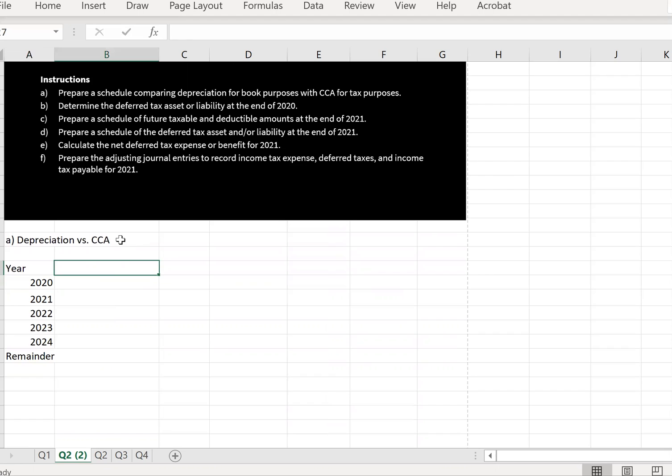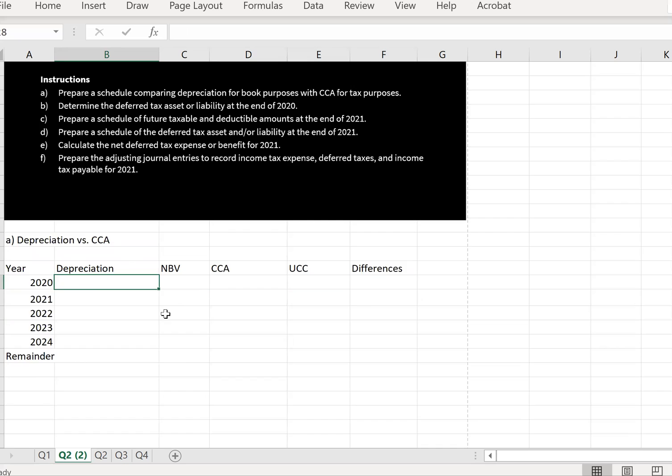So then here I'm going to have my depreciation and my net book value. My net book value is going to help me make sure my schedule is working. Here I'm going to have my CCA, and I'm going to have my UCC, which is essentially the net book value for tax purposes, called the undepreciated capital cost. And then here I'm going to have my differences.